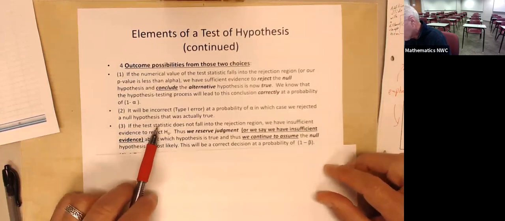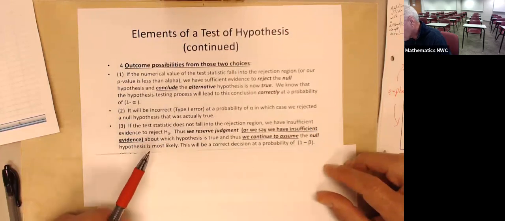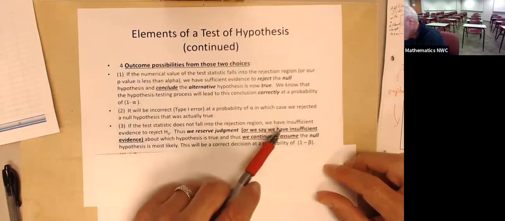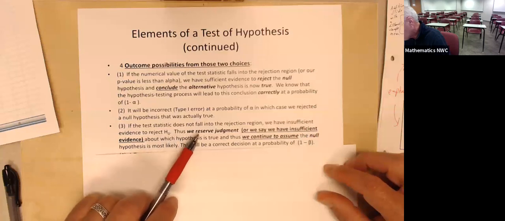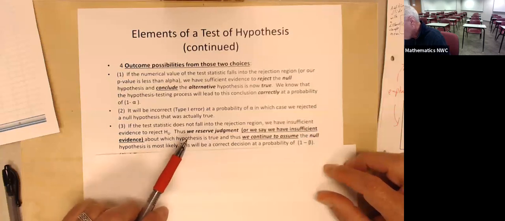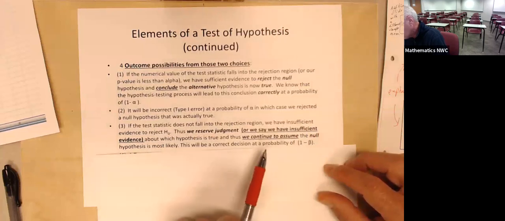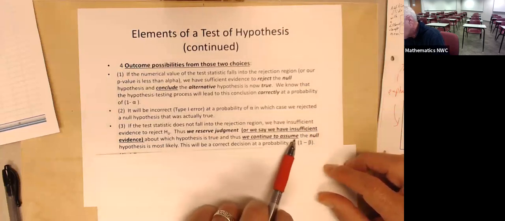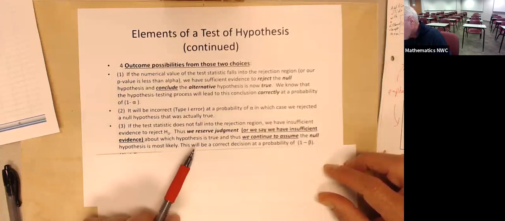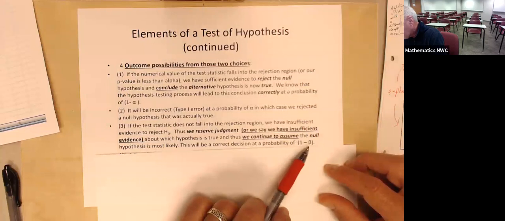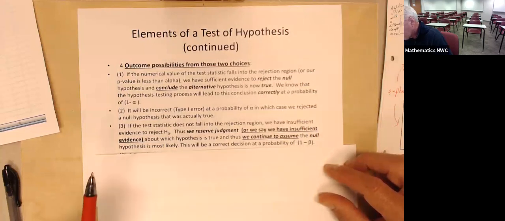If the test statistic does not fall in the rejection region, we said we had insufficient evidence to reject. We sometimes say we reserve judgment, or we continue to assume. I'll be using this continue to assume, which I'd like you to do as well. So we continue to assume the null hypothesis. That will be correct 1 minus beta % of the time.